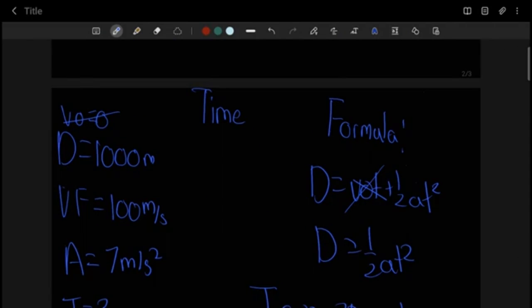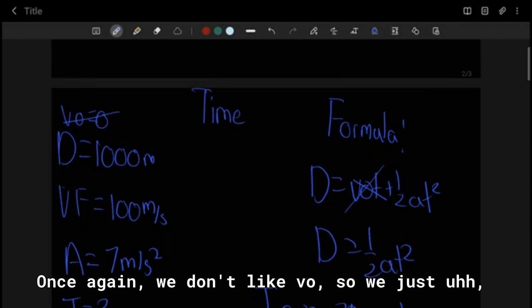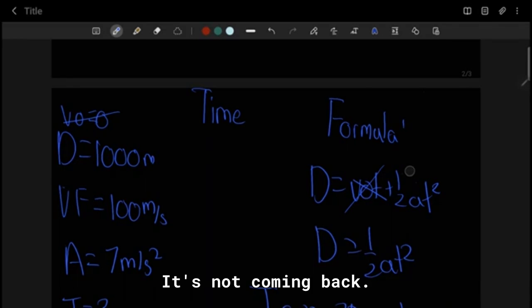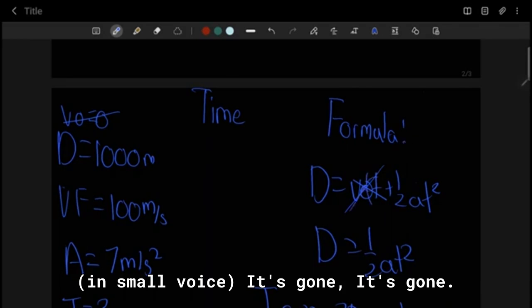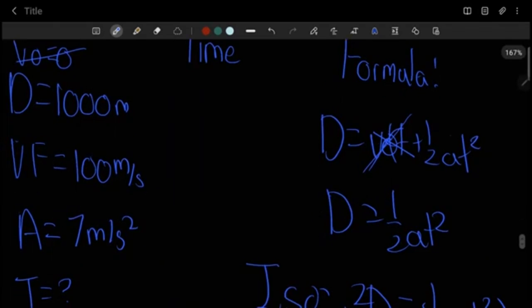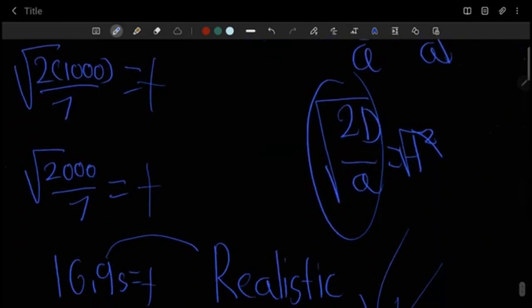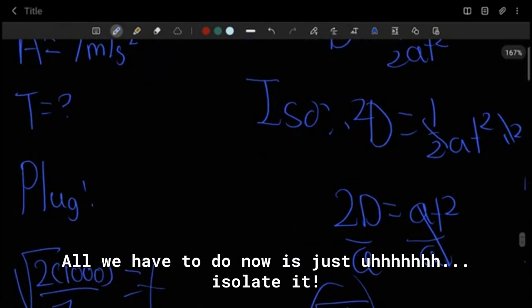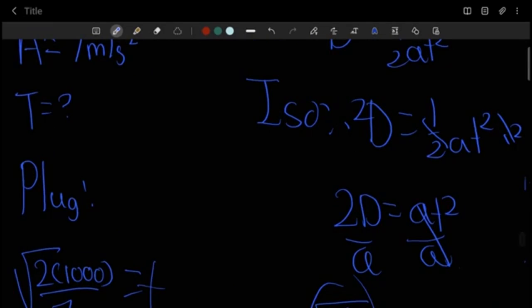Once again, we don't like VO, so it's gone. It's not coming back. Good. And now, d is equal to 1/2 AT squared. All we have to do now is just isolate it.